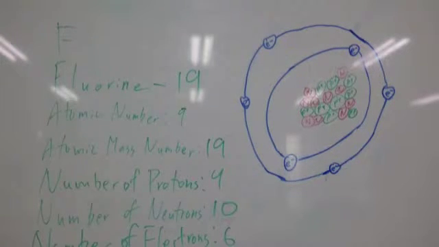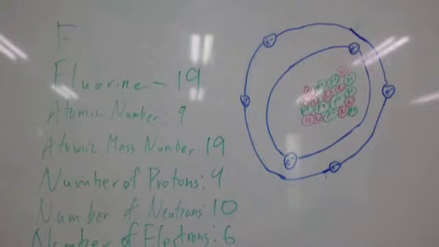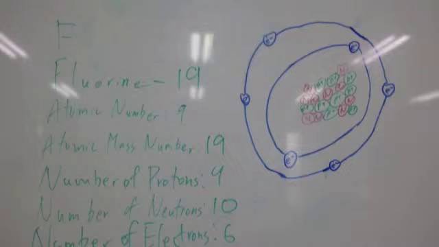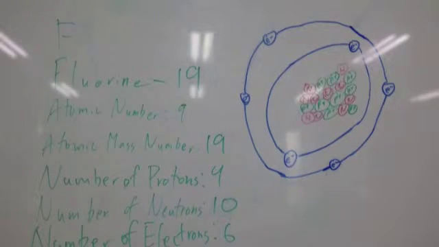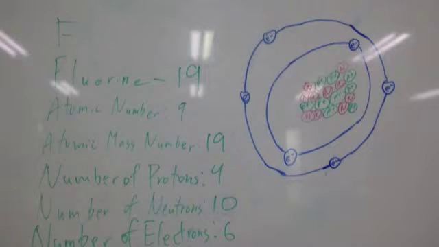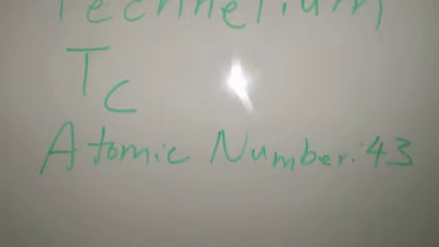Now, noble gases are very stable, and you would rarely see noble gases forming ions because they don't want to lose or gain more electrons. Now, ions are used to form ionic bonds, but we'll get into that later.